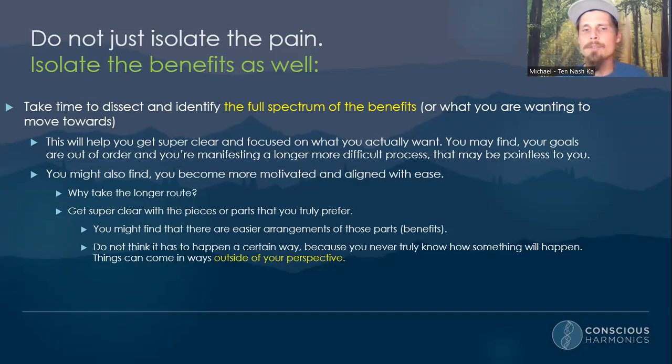Do not think it has to happen a certain way because you never truly know how something will happen. The universe can present so many different ways for something to happen. The mind sometimes gets in the way, so things can come in ways outside of your perspective. If you really want a goal or have a vision, but you think, oh, I need to go step A, step B, step C to get all the way to this vision, well, you don't actually know that fully. There may be an easier way of getting there. When you actually know what you're moving towards and what you are attempting to get to, you may find that, hey, there is a better way.